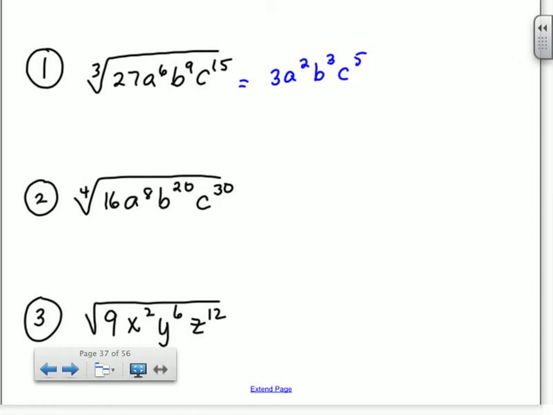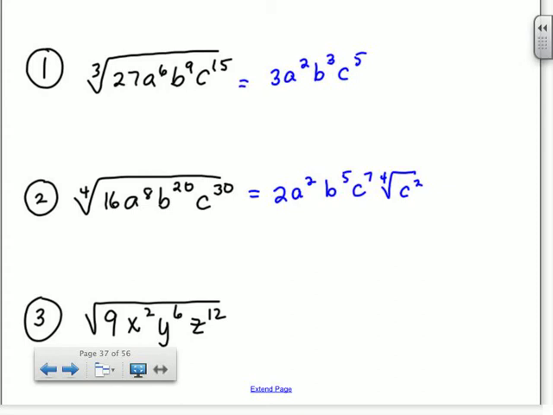Okay, so now the 4th root of 16 is 2. The 4th root of a to the 8th is a squared. The 4th root of b to the 20th is b to the 5th. And the 4th root of c to the 30th, I didn't make this come out even, did I? So 4 goes into 30 how many times? 7, so that would be 28 of the numbers. And how many would be left? Right, 2. 2 out of 4. So we're going to leave 2 inside the 4th root. So that's how you would do things like that. We're going to do more like that later.